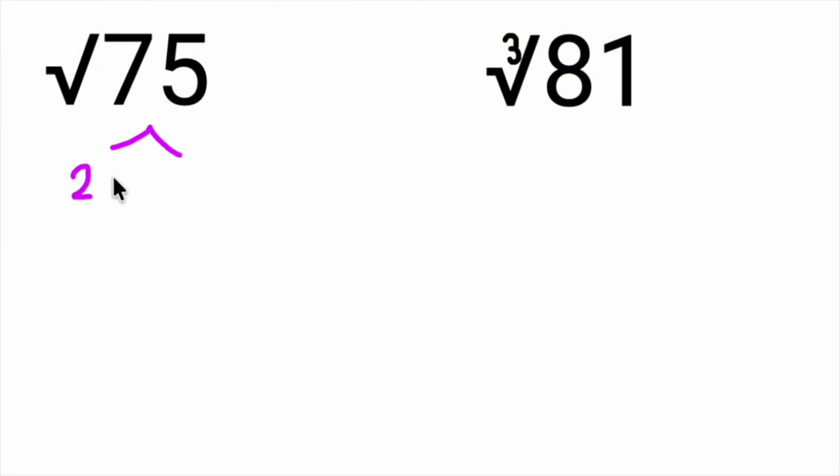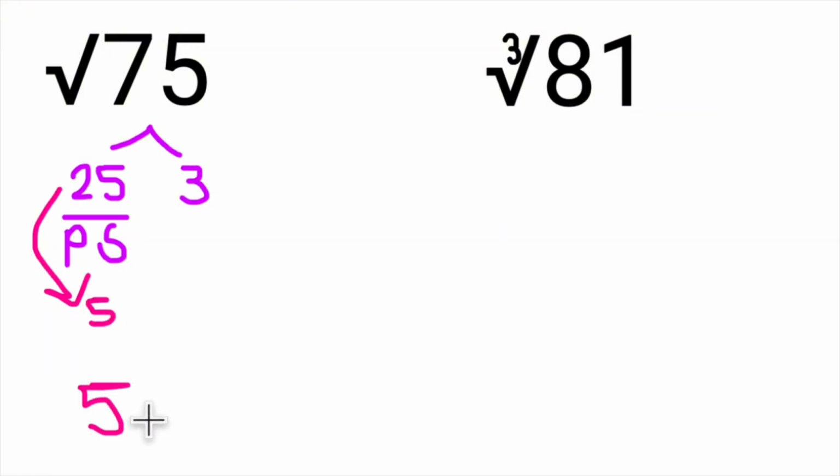So as we did with the last problem, we're going to divide our 75 into a perfect square. And I'm going to use perfect square as an abbreviation. So we get 5 times 5 is 25, and we just bring the 3 down, and we get 5 root 3. So now we have a cubed root we have to simplify.